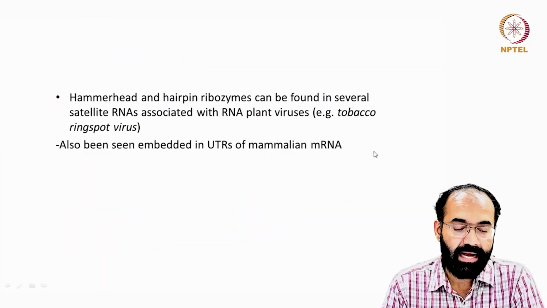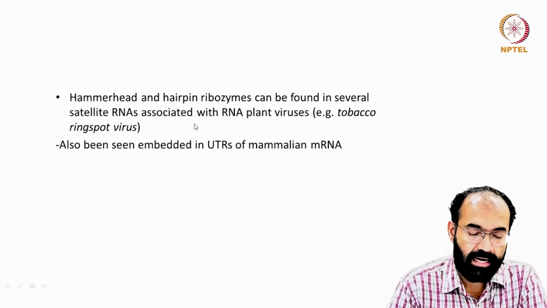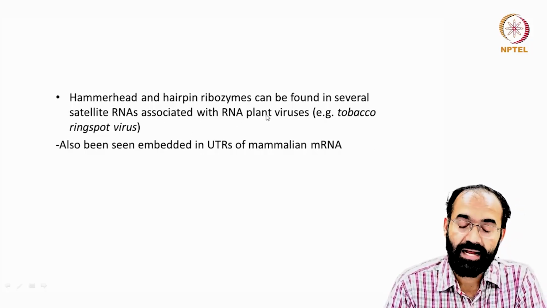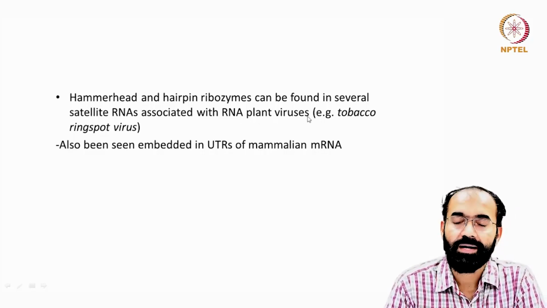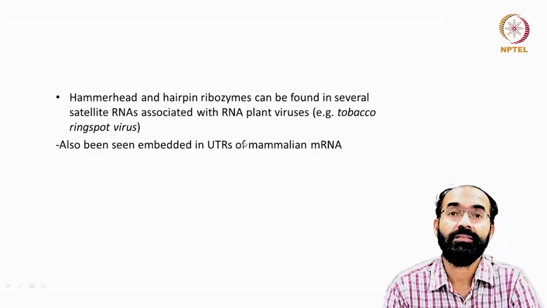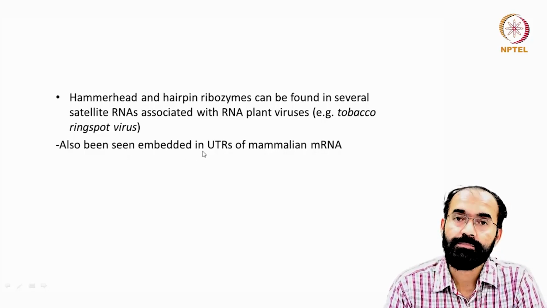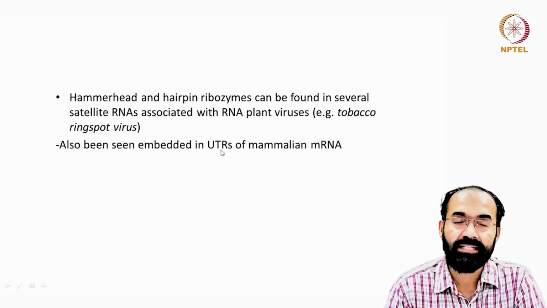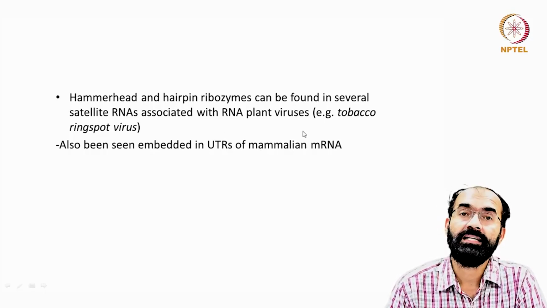Hammerhead and hairpin ribozymes can be found in several satellite RNAs associated with plant viruses. The majority of plant viruses are RNA viruses. One example is tobacco ring spot virus, and they do have the hammerhead ribozyme. It has also been known to be embedded in the UTRs. UTR stands for untranslated region. UTRs of several mammalian RNAs.